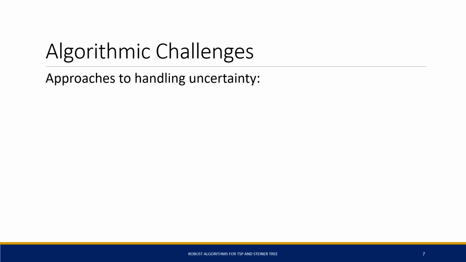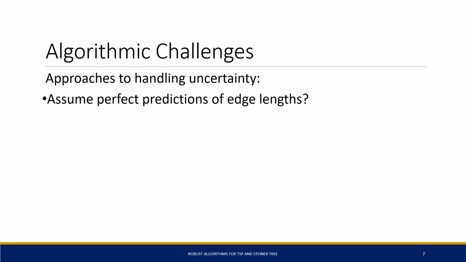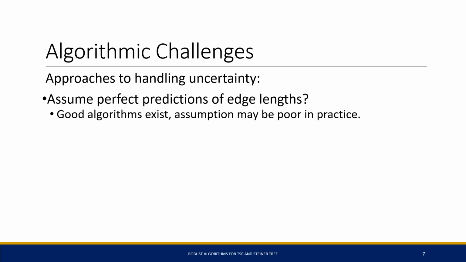So let's discuss the approaches to handling uncertainty that are common in the theory community and see what their upsides and downsides are. So one approach, which we discussed on the previous slide, is to just assume that we have perfect knowledge of what the edge lengths are going to be in practice. So the upside of this is that we have very good algorithms. The downside is that this assumption is probably going to be poor in practice, and this may lead our very strong theoretical results to be very weak practical results.